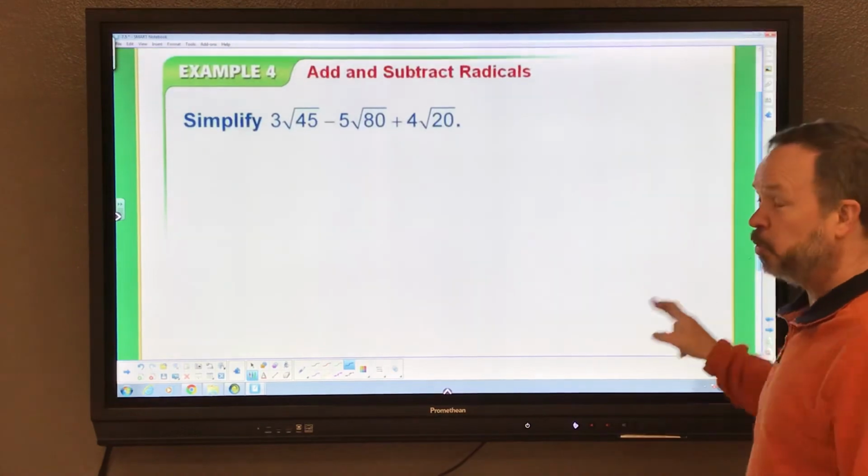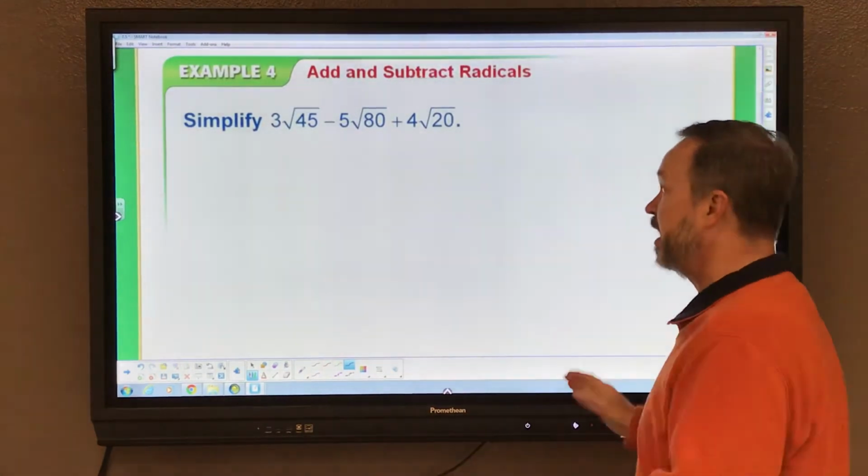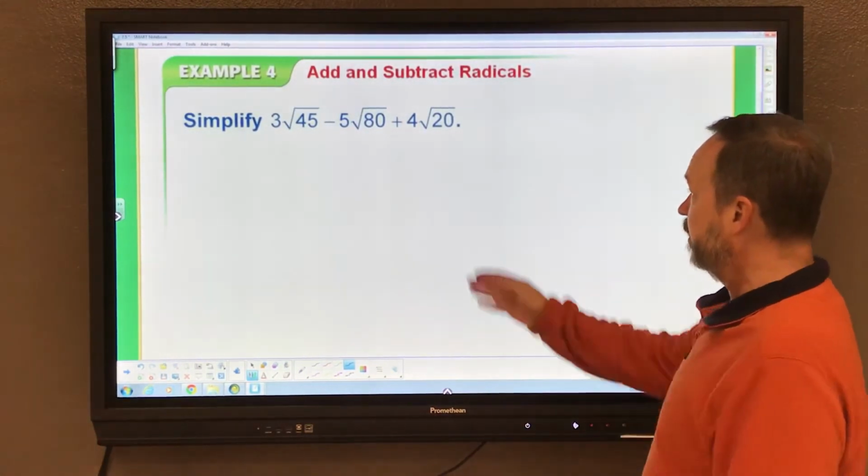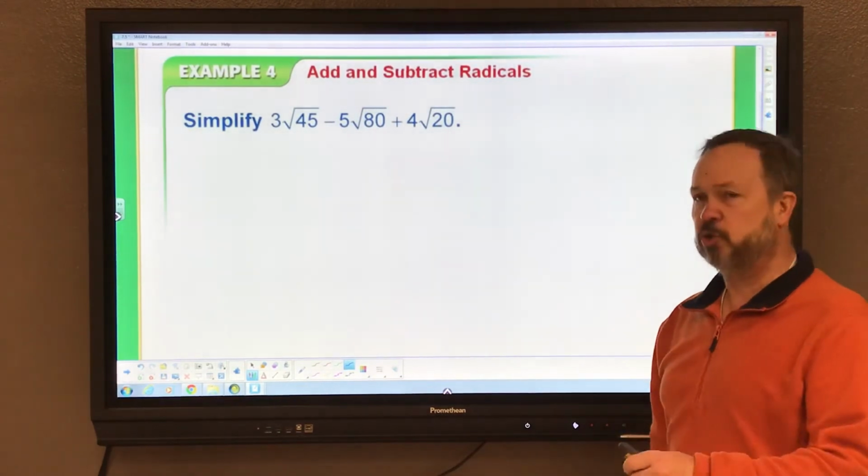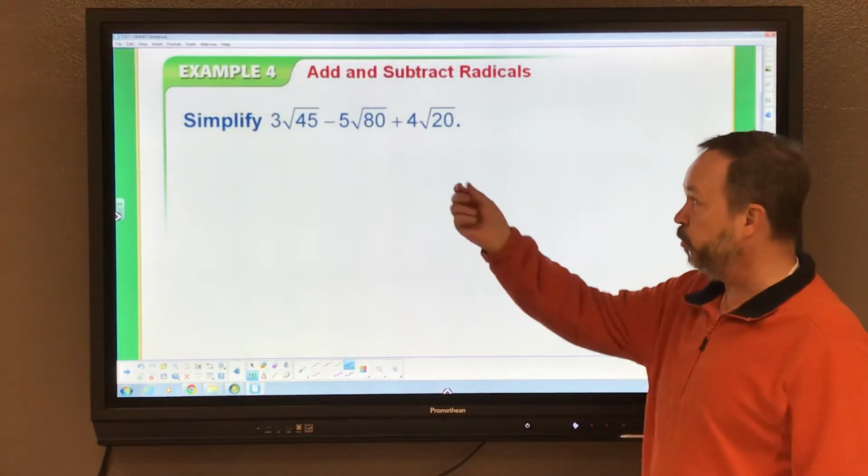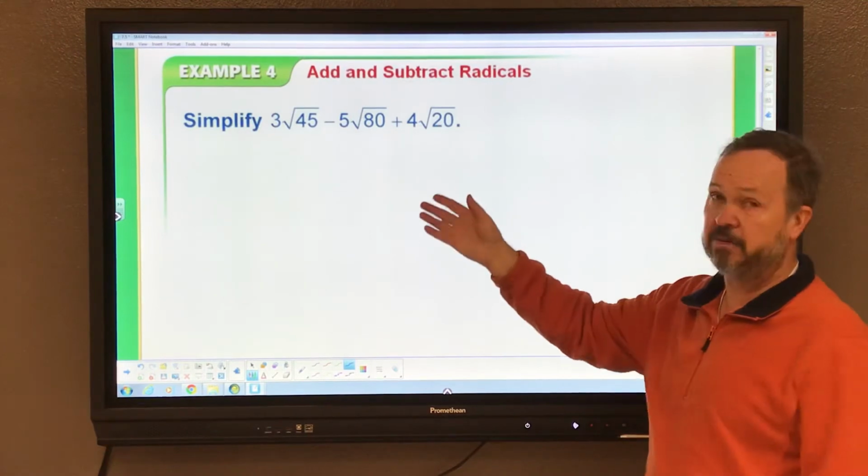So again, this is Algebra 1. We would have done this in Algebra 1. None of those are like radicals. They're all square roots, true enough, but the radicands are different. 45, 80, 20, they're all different.